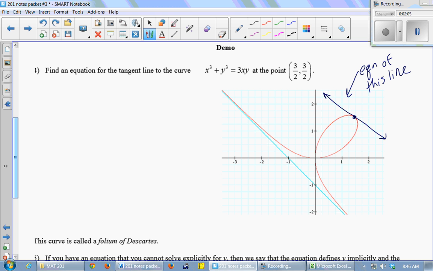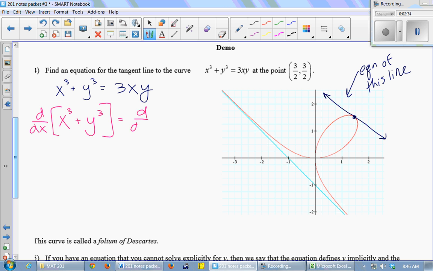So instead, I'm going to introduce this new technique where I have x cubed plus y cubed equals 3xy. My new technique says take d dx of both sides of this equation. It's allowed, as long as you do the same thing to both sides, the equation stays true. So I'm going to take d dx, the derivative with respect to x, of x cubed plus y cubed, and d dx of 3xy.